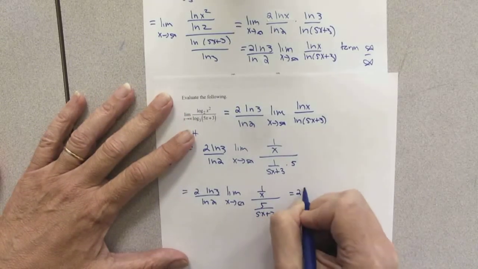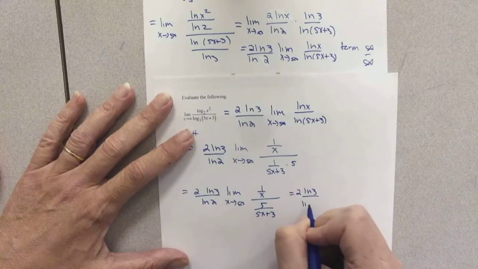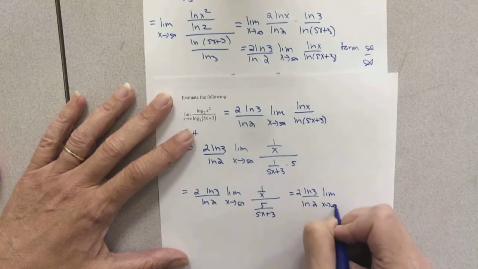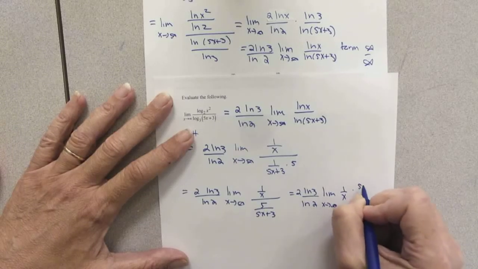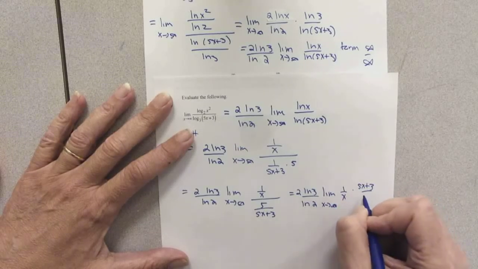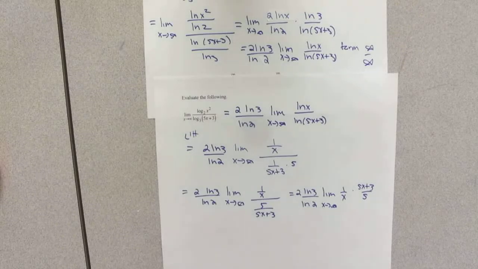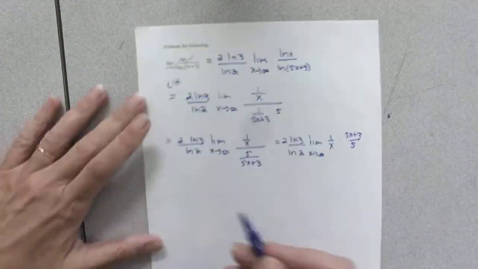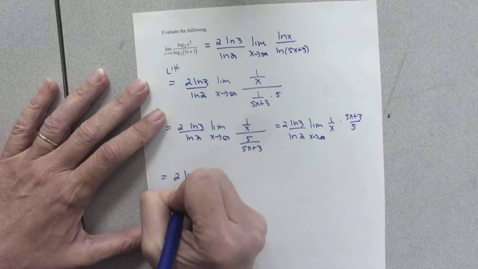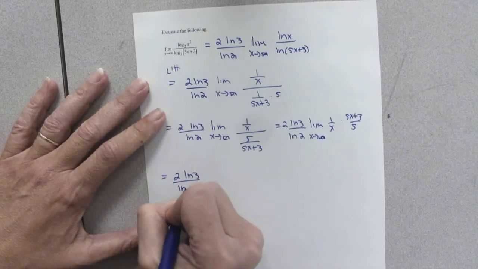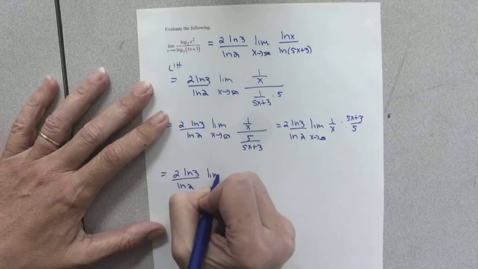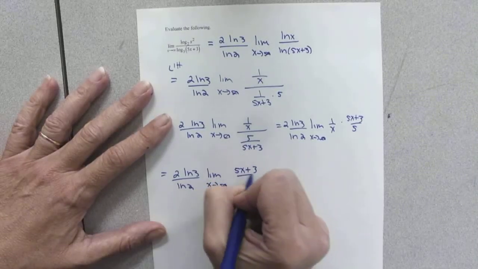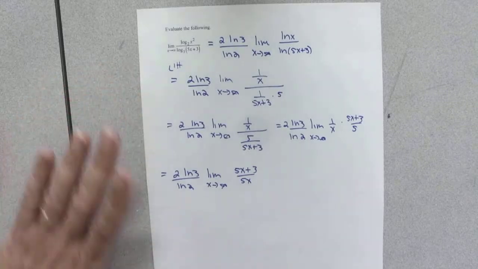And that's going to be 2 natural log of 3 over natural log of 2 times the limit as x goes to infinity of 1 over x times 5x plus 3 over 5. Bring that up and flip it. Which gives me 2 natural log of 3 over natural log of 2 times the limit as x goes to infinity of 5x plus 3 over 5x.